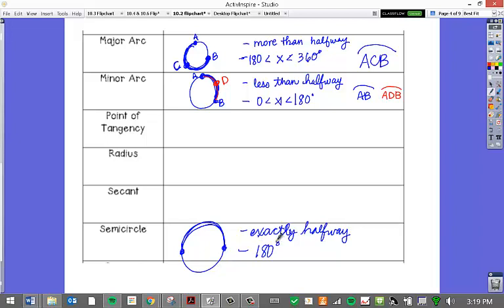And if this is a semicircle, if it's cutting your circle in half, then this chord that's connecting the endpoints of your arc has to be the diameter. So if this is a semicircle, then the chord that connects the endpoints of the arc is the diameter of the circle. This is half, this is half. Your diameter cuts your circle into 2 semicircles.